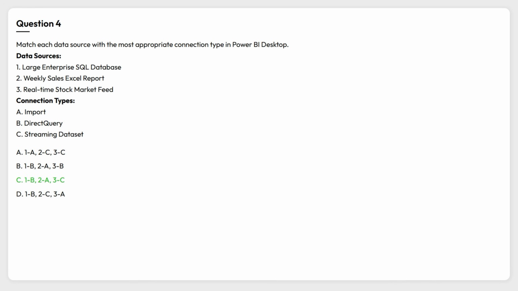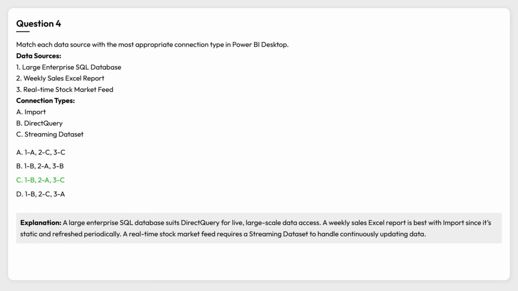The correct answer is option C, 1B, 2A, 3C. Large enterprise SQL database uses direct query for live, large-scale data access. A weekly sales Excel report is best with import since it's static and refreshed periodically. A real-time stock market feed requires a streaming dataset to handle continuously updating data.